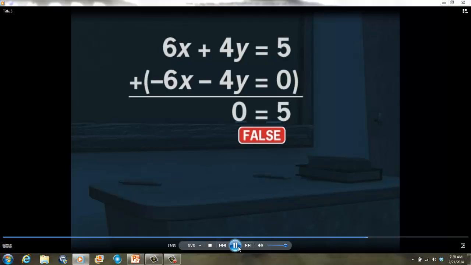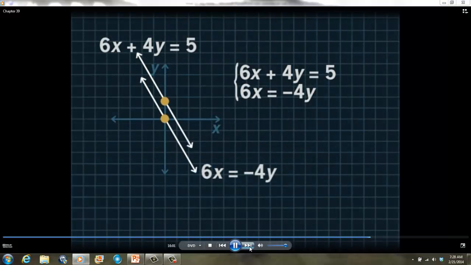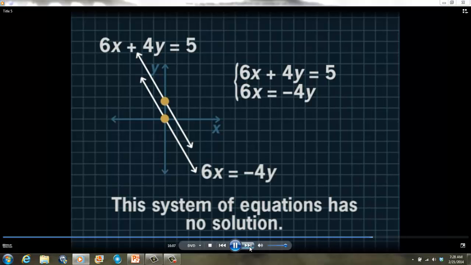What are we going to do? When in doubt, graph it out. Let's look at the graph of this system. As you can see from the graph, the lines representing these equations are parallel. This system of equations has no solution. If you solve a system of equations by elimination and the result is a false statement containing no variables, the system of equations has no solution.